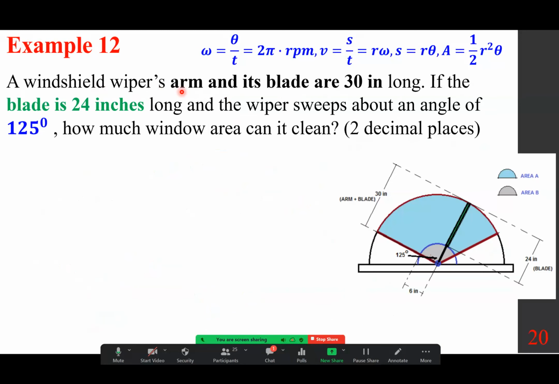A windshield wiper's arm and its blade are 30 inches long. If the blade is 24 inches, the blade is 24. And the wiper sweeps about the angle of 125 degrees. So the angle is 125 degrees. How much window area can it clean?